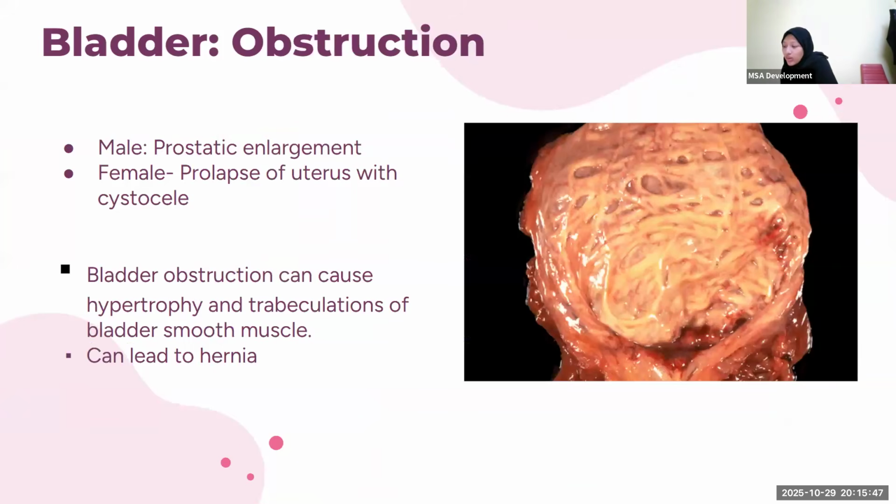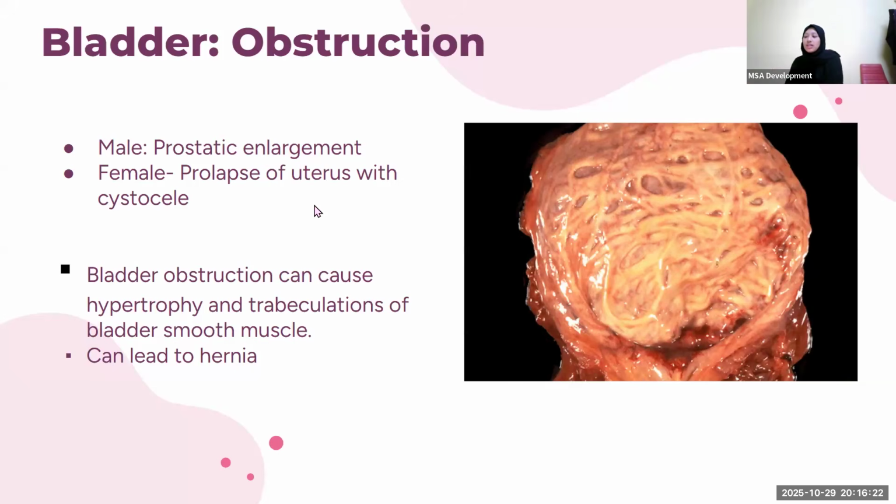Okay. The last problem that I wanted to talk about was obstruction. Things like stone, intrinsic, extrinsic obstruction of the bladder will cause overflow of the urine in the bladder, causing hypertrophy. So if you see these smooth muscles increased in the bladder, that's probably because of obstruction. In male, the most common obstruction is the prostate being enlarged. In female, it is the prolapse of the uterus.